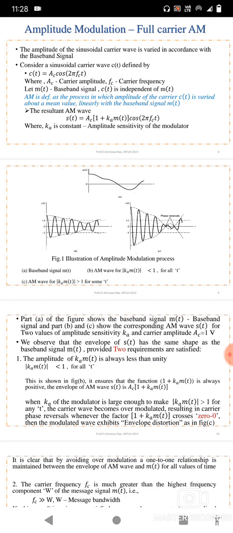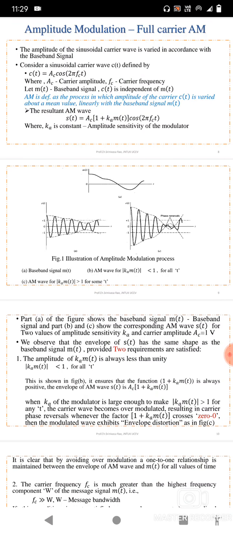We will discuss one of the important concepts, that is amplitude modulation. This amplitude modulation is also called double sideband full carrier amplitude modulation. What is the definition of amplitude modulation? What is its functioning? The amplitude of the sinusoidal carrier wave is varied in accordance with the baseband signal. That is the definition of amplitude modulation.